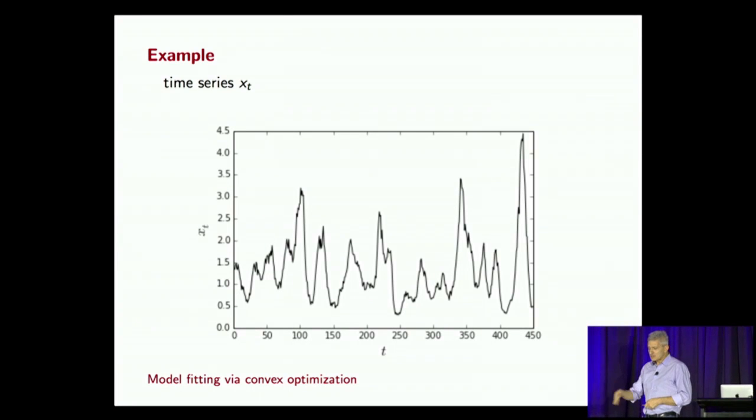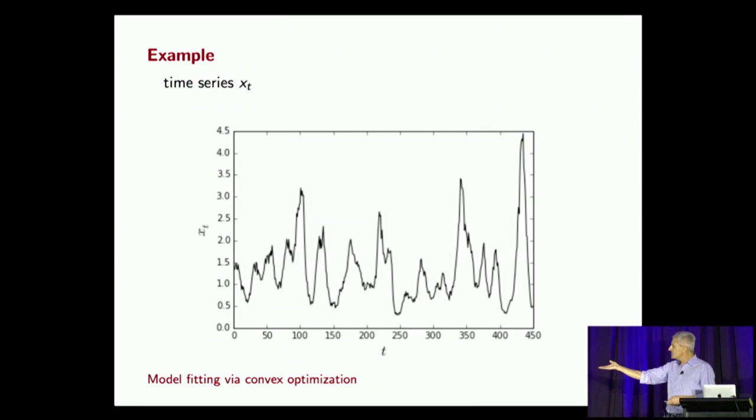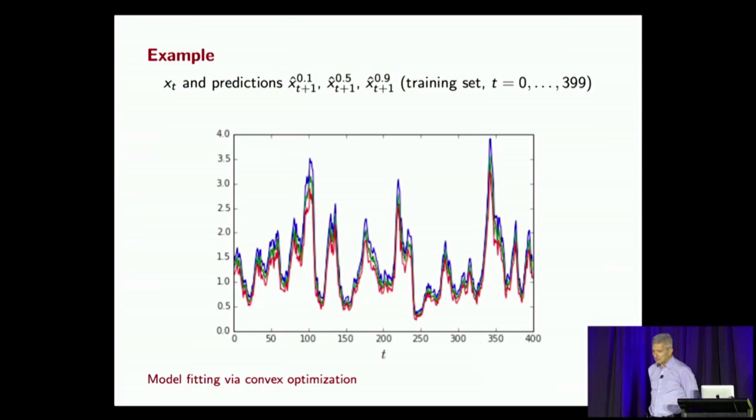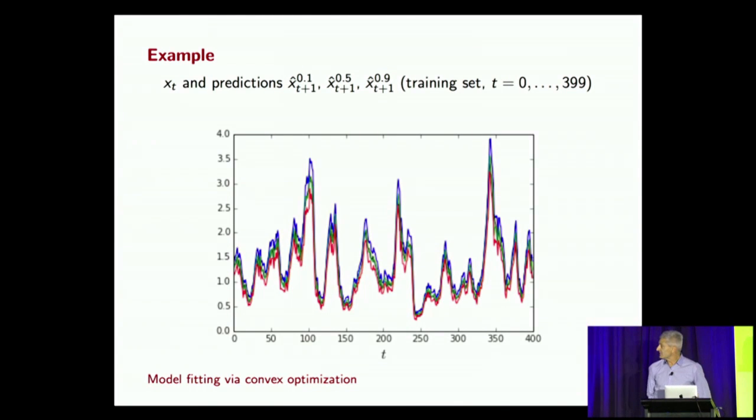I think we generated it from some simple nonlinear model. So there's the time series, and in each of these, you want to predict the next step given the last 10. We're just using linear models, very simple. You could use a fancier model, it wouldn't matter. And here's what happens. So remember, we're making 3 predictions. We're predicting the 10th percentile, the median, and the 90th percentile.